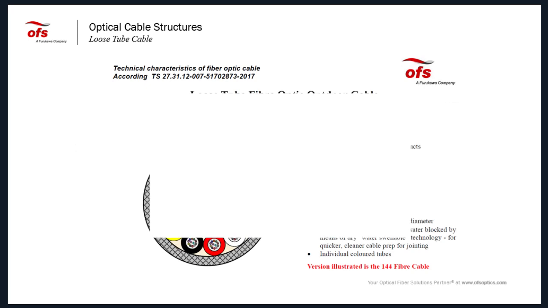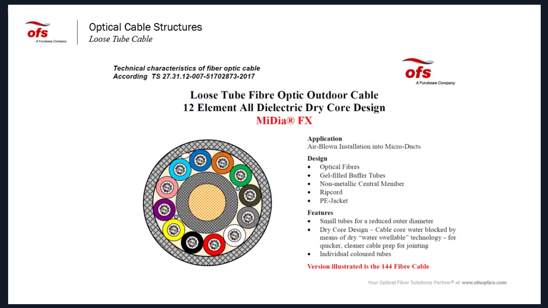Here's one cable design. It is called the Media FX. It is a micro cable composed of 12 tubes, as you see here, and inside each tube there are 12 fibers. All those tubes are arranged around the central member that gives the strength to the cable, and the outer jacket is a polyethylene jacket. This is a 144 fiber cable. This is called the Media FX cable.